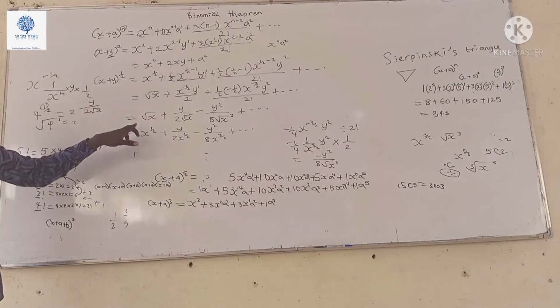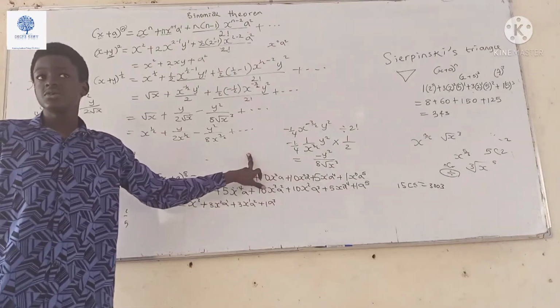So your options might either come out this way or this way. So you just have to practice.